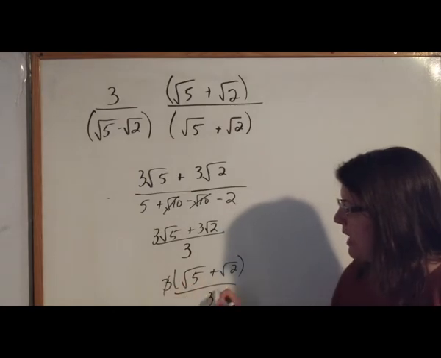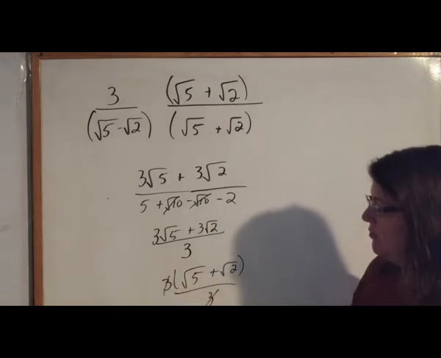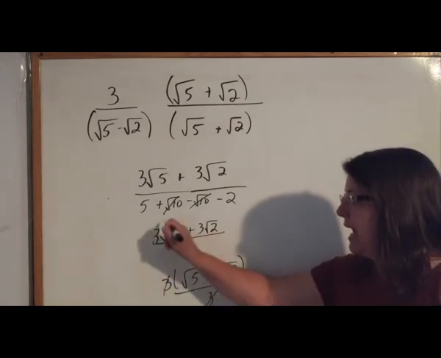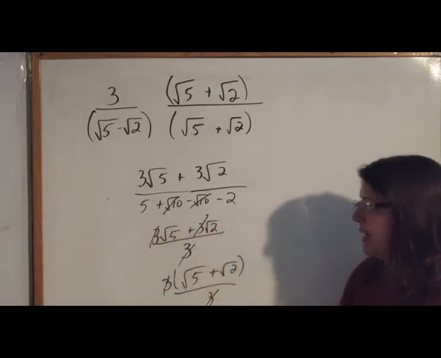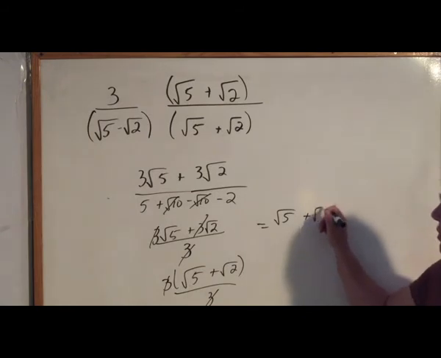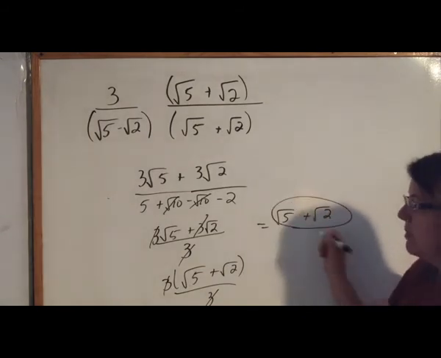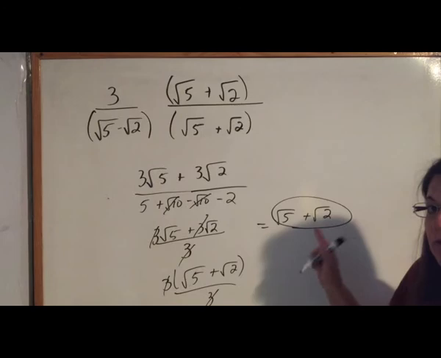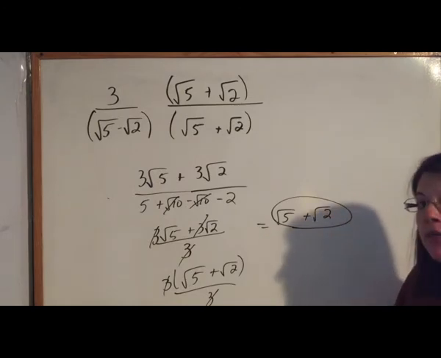And then my 3's will cancel. I could cancel it like that by distributing, or I could notice they all 3 have them and cancel them out like that, leaving me with the square root of 5 plus the square root of 2 as my answer. Now remember, that's not the square root of 7. I can't add those together. That's all I can do for that problem.